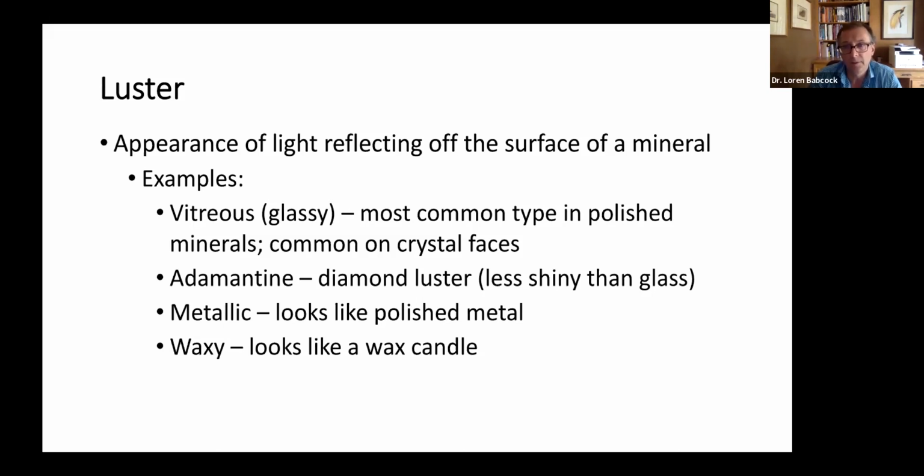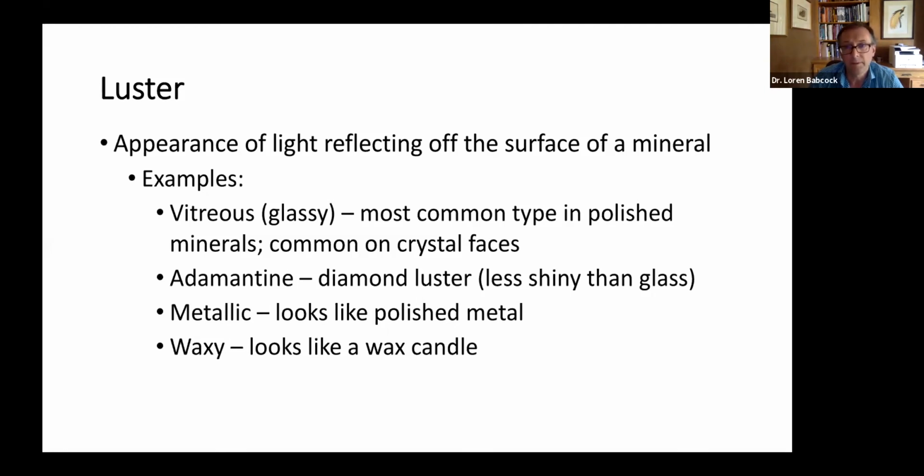And this is unquestionably the most common type of luster in polished minerals. And it's also common to see glassy luster or vitreous luster on good crystal faces. So the luster sometimes is useful to identify things, especially if the luster is something other than vitreous. And some of the things that are not vitreous, for example, are what we call adamantine luster. And the word adamantine derives from both Greek and Latin words that refer to diamond. And so adamantine luster is diamond luster in effect.